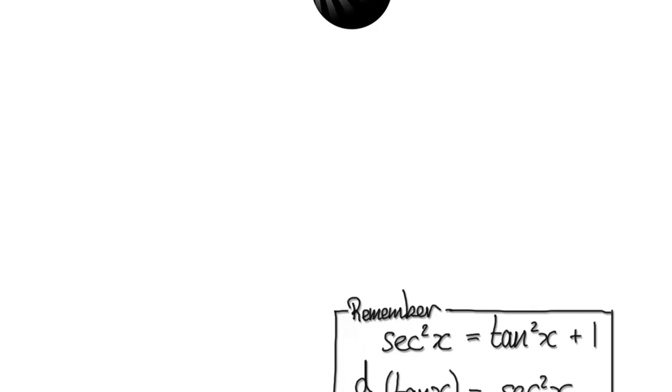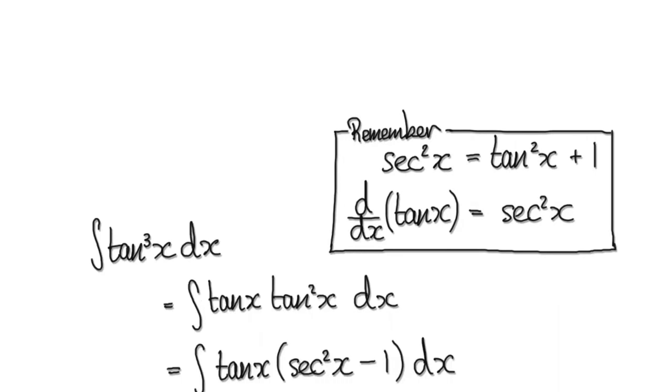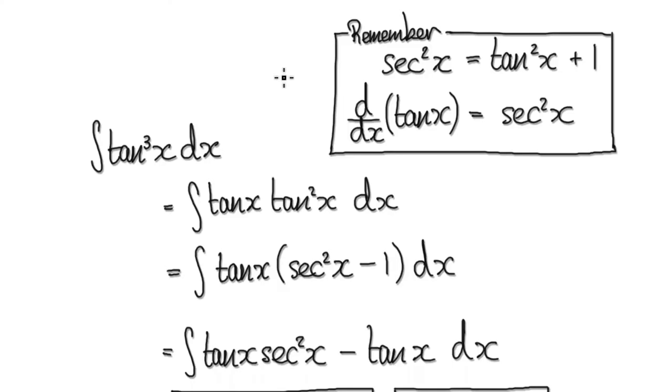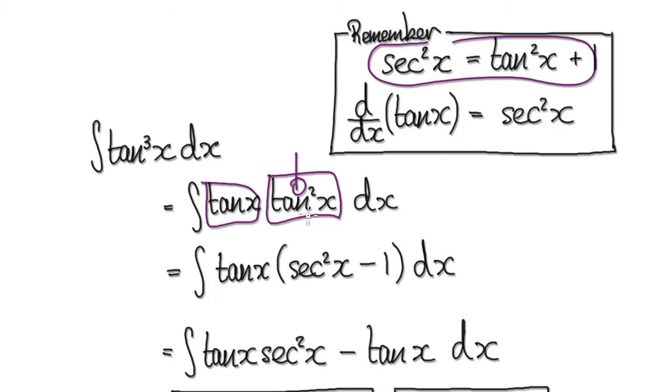In this video, we're going to try and integrate tan cubed of x. So we are going to try and integrate this. Break this block into two blocks, this block multiplying with this block. Whenever you see tan squared, you can make use of this. So replace this thing with this block.